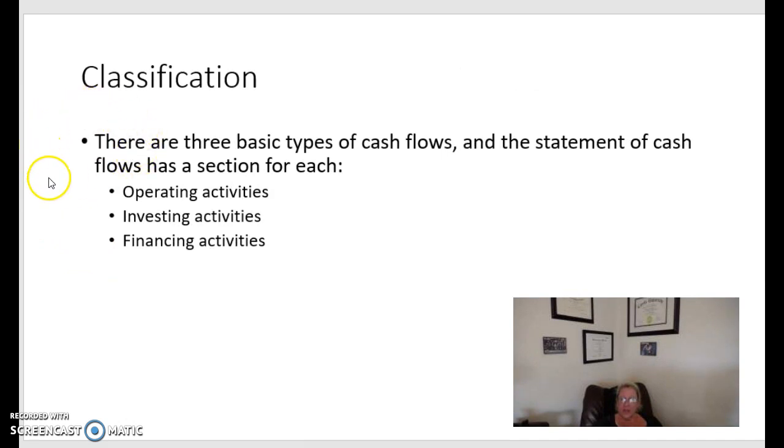So there are three basic types of cash flows. We have operating cash flows, investing cash flows, and financing cash flows. And so all of the transactions that you've been studying could be broken down into operating, investing, or financing activities. It's very, very important that you understand how to distinguish between the three classifications.